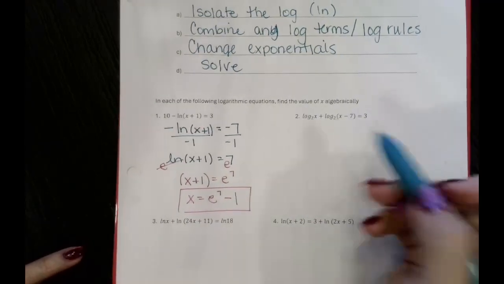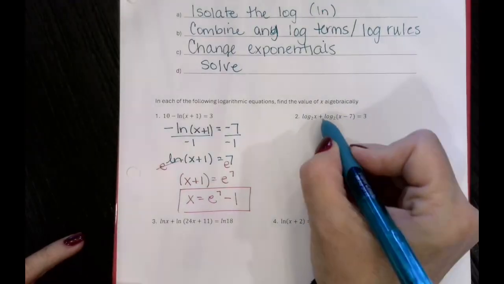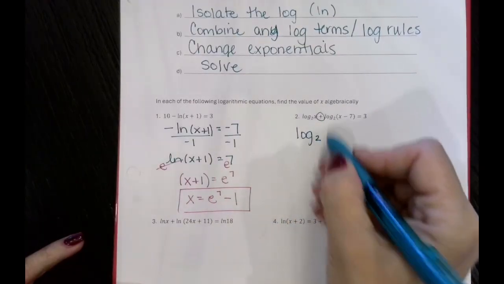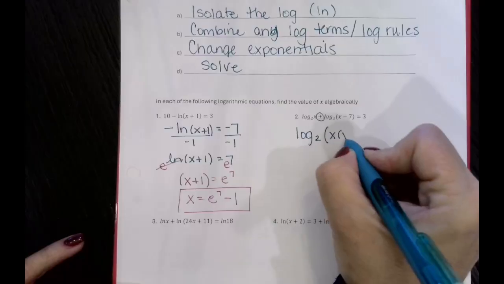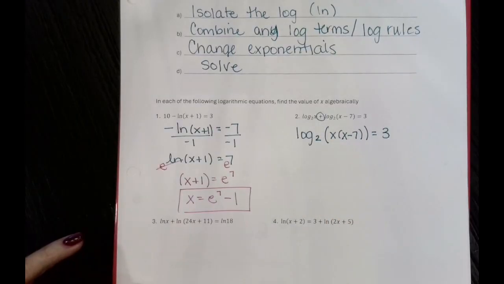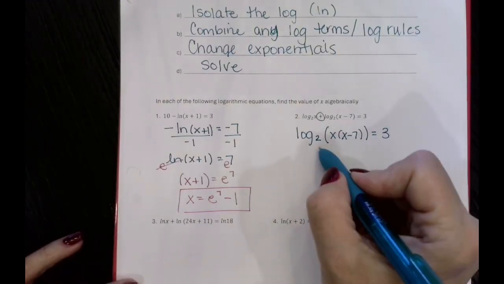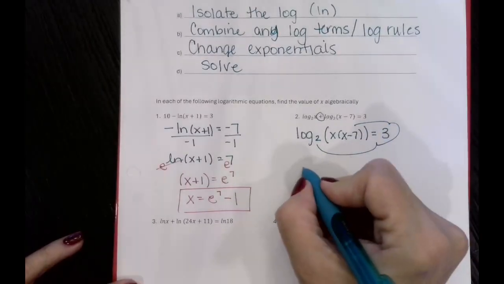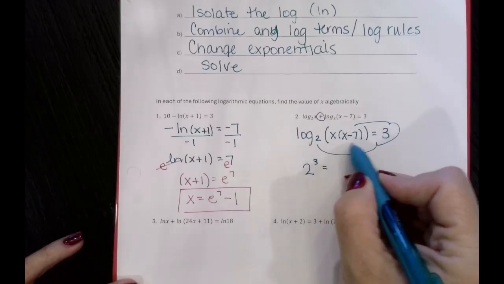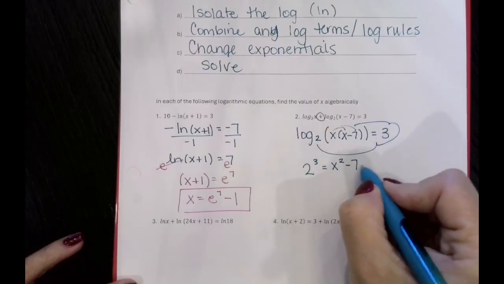All right. So with this next one, I see that I have multiple logs. So I'm going to use my log rules to combine. Because I'm adding, this means I'm going to multiply. So I have log base 2. I'm going to multiply these together. So it's going to be x times x minus 7 equals 3. Okay. So now what I'm going to do is I'm going to convert this just by popcorning it. And so I have 2 cubed equals this. And this I'm going to actually distribute on the inside here and say x squared minus 7x.